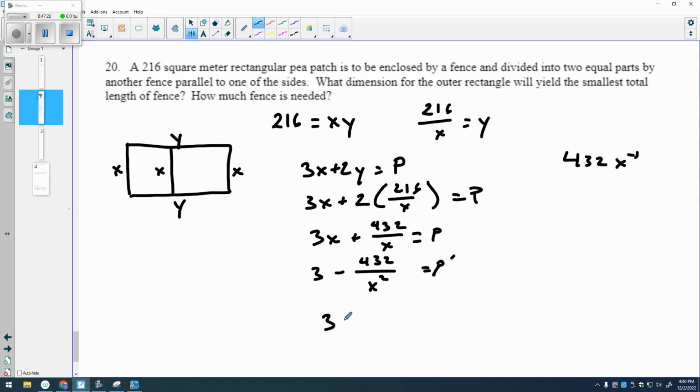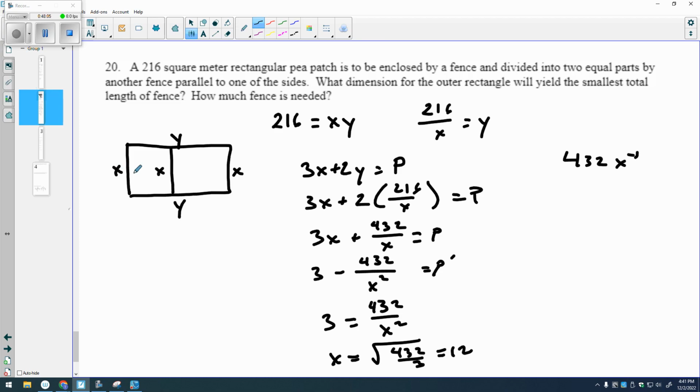All right, so let's set this thing equal to 0 and solve. So I'm going to add the 432 over x squared to the other side. Cross multiply and solve, and I get x squared, or x equals the square root of 432 over 3, which comes out to be, again, it's not on my answer key because I did my answer key wrong. And it comes out to be 12. This is 144. So x comes out to be 12.